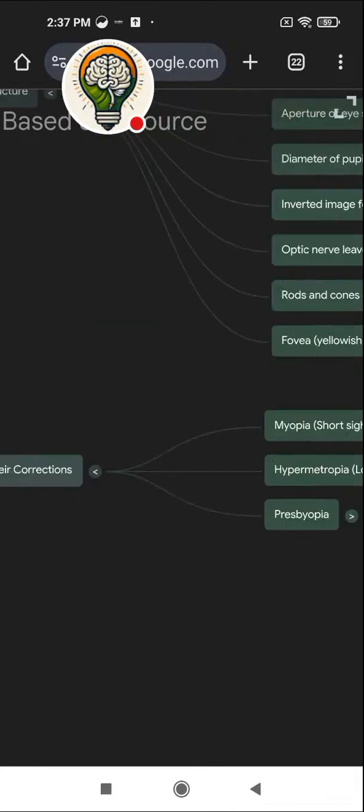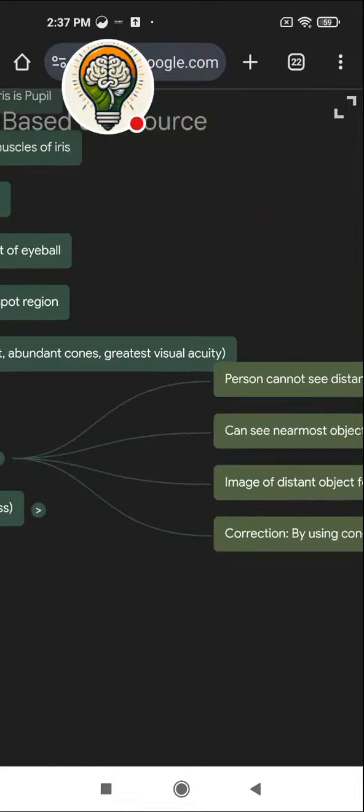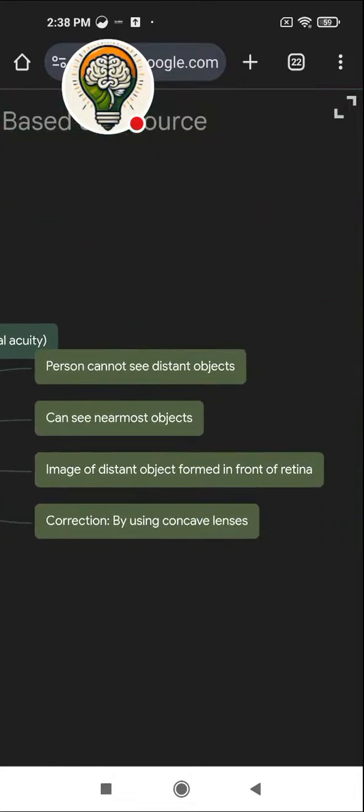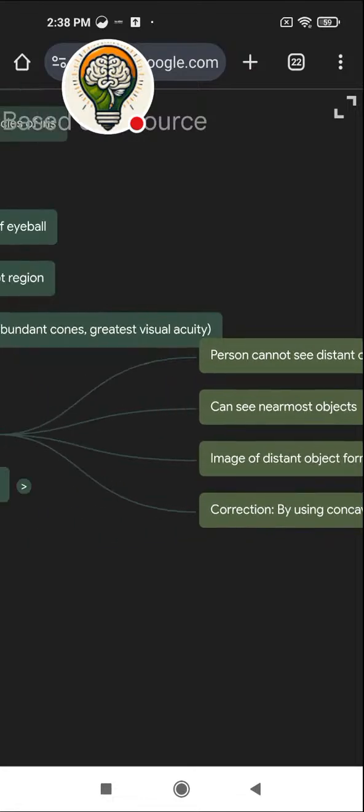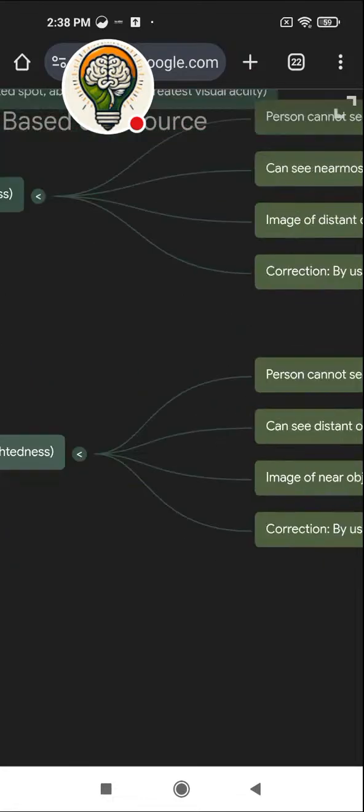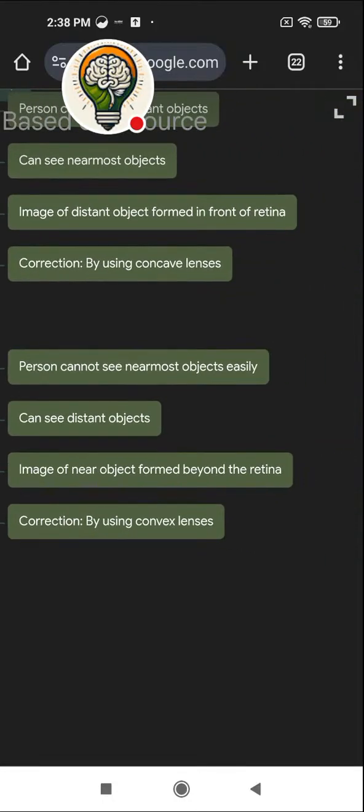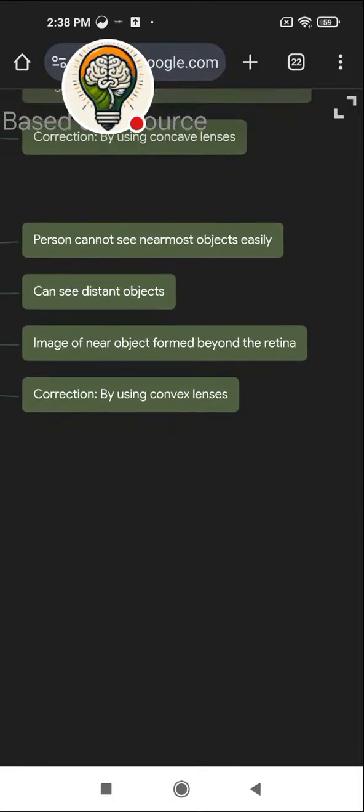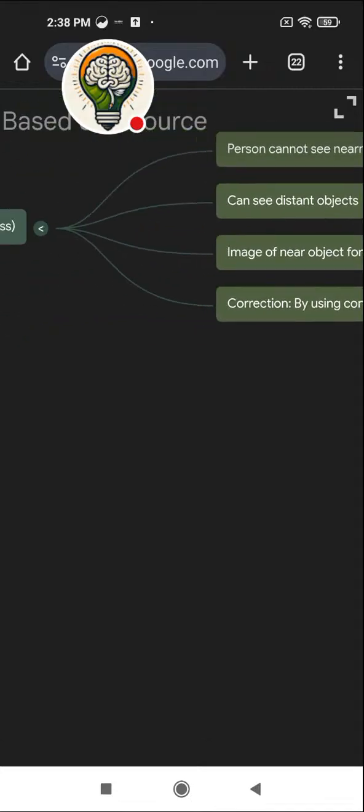Defects and their correction. Myopia: a myopic person cannot see distant objects but can see nearby objects, the image of a distant object forms in front of the retina, and it is corrected by using a concave lens. Hypermetropia: a person cannot see nearby things easily but can see distant objects easily, the image of a near object forms behind the retina, and the correction uses a convex lens.